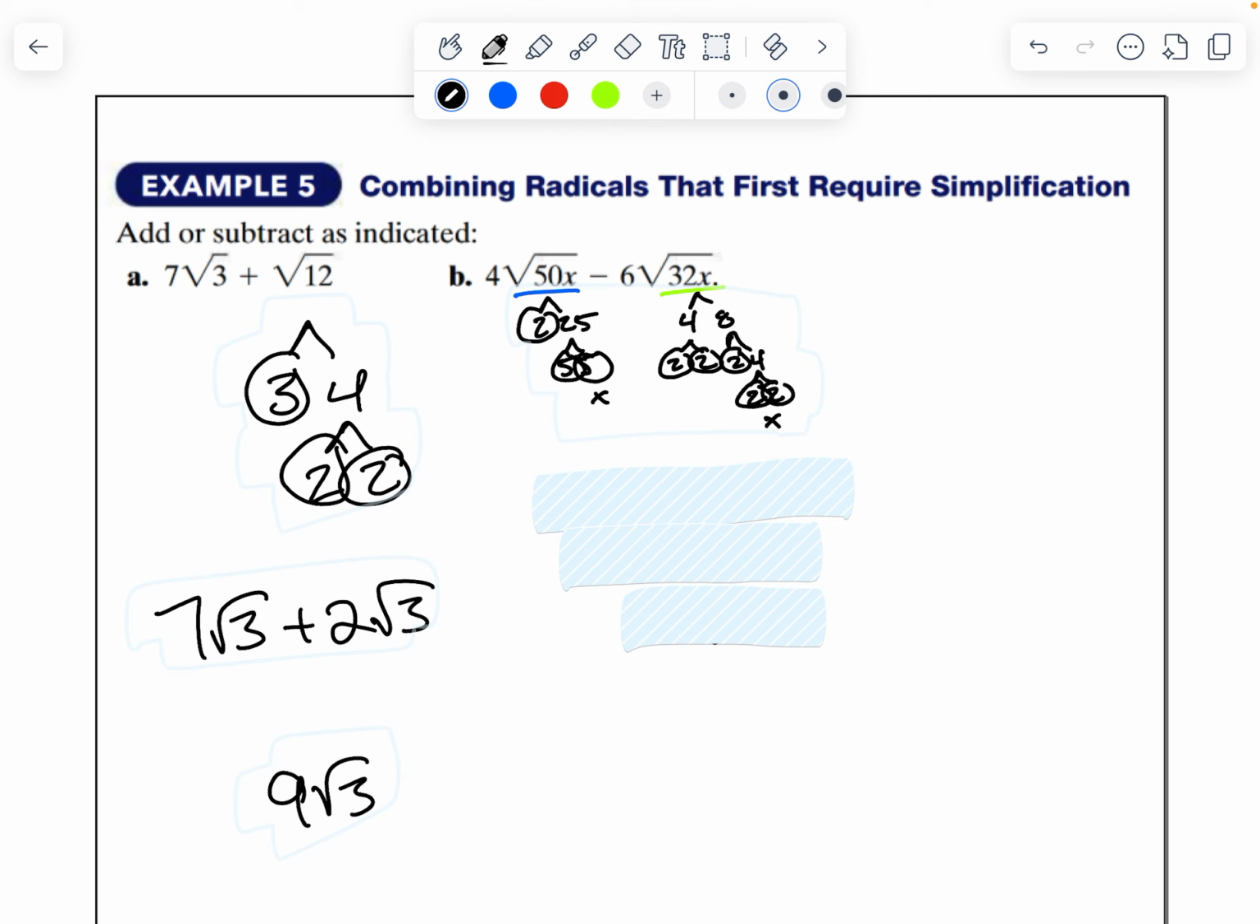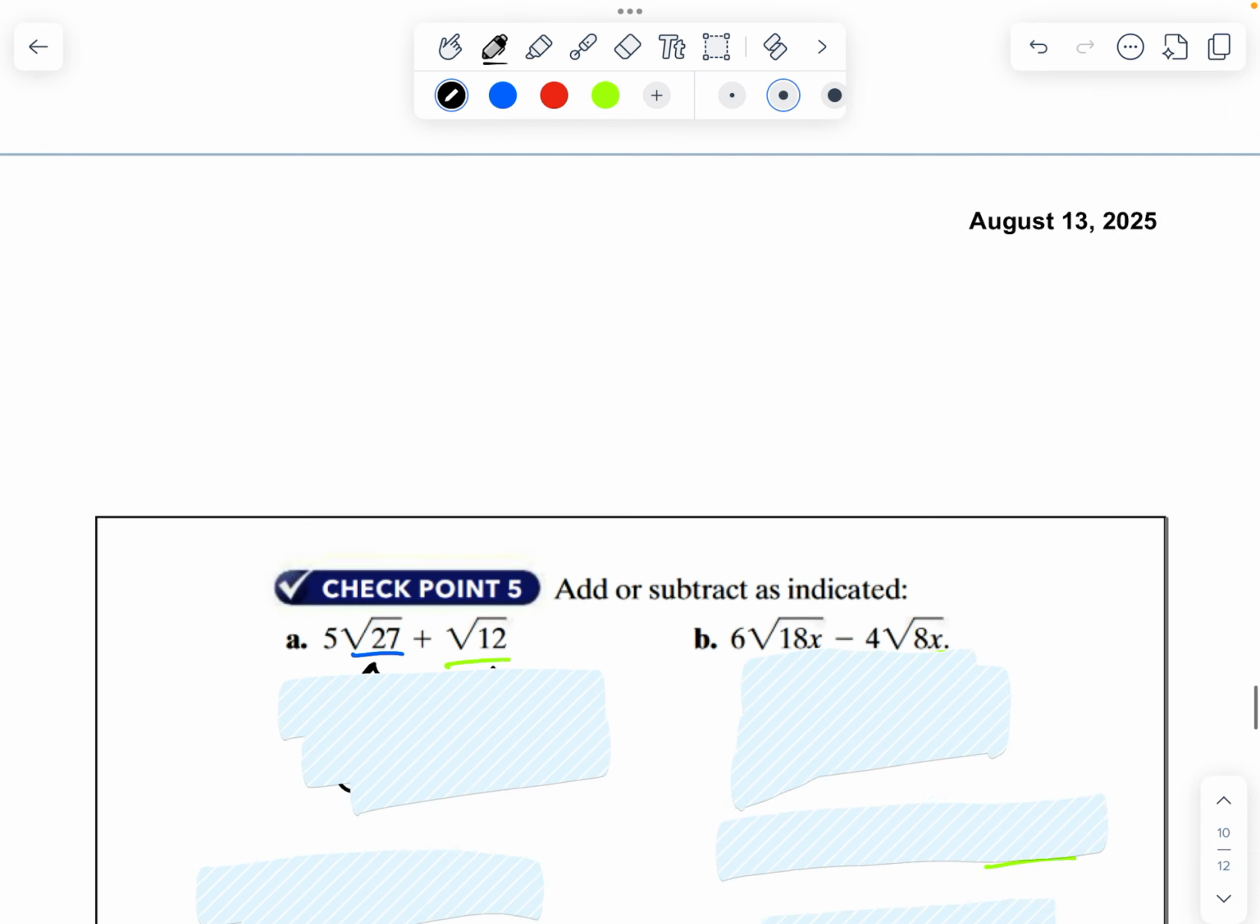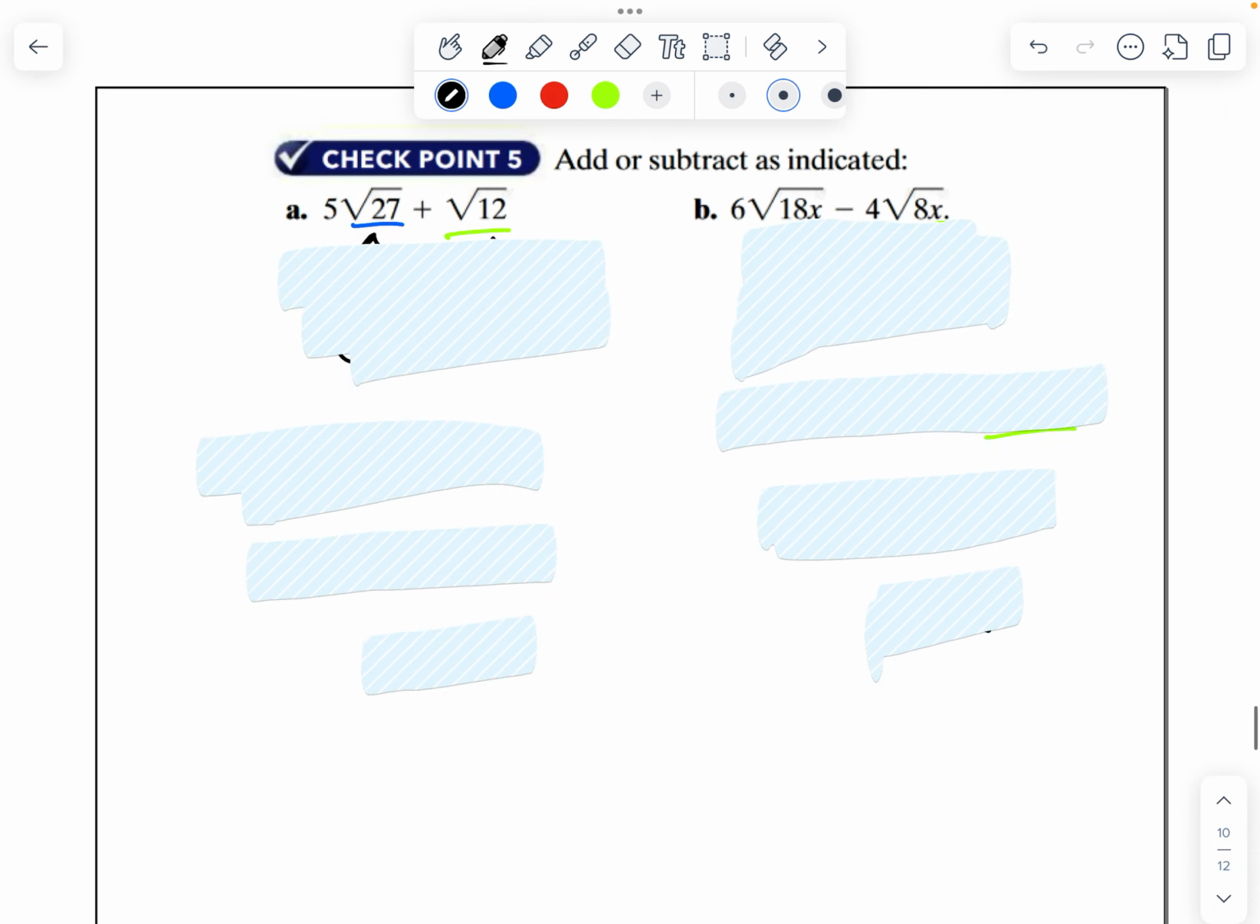You've already seen this problem. 4 times 5 square root of 2x minus 6 times 4 square root of 2x. 4 times 5 makes 20, 6 times 4 makes 24. 20 minus 24 makes negative 4. Pause and try and do these on your own.